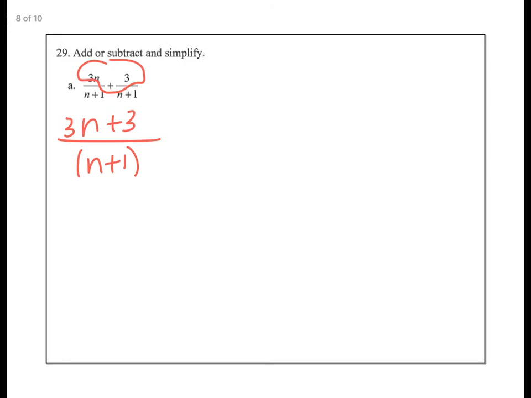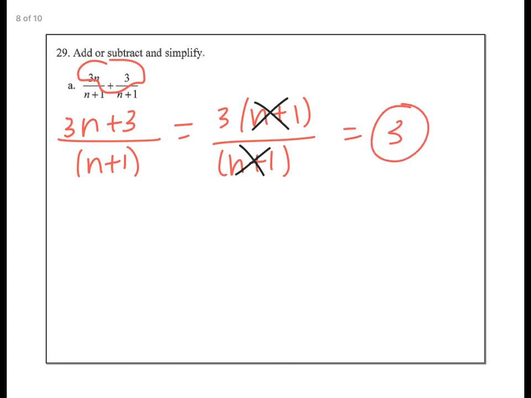Not done yet. There are no like terms to combine up top or any distributing to do, so I can factor. Take out a 3, then I'm left with n plus 1, all over n plus 1. Those would cancel, and I'm left with 3. Doesn't always happen that way, but sometimes it does.